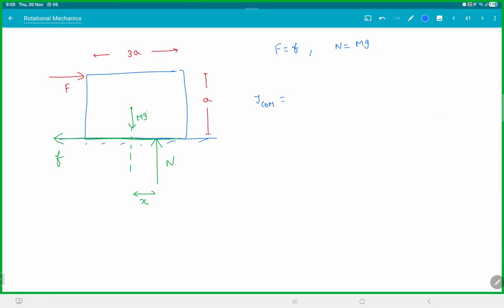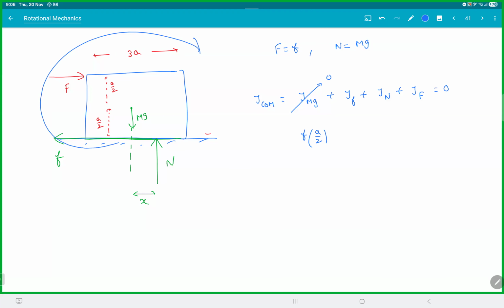So if you take torque about the center of mass, we'll have torque due to mg, torque due to friction, torque due to N, and torque due to F, and the sum must be 0. mg's torque is 0. Friction's torque will be friction into a by 2, this is the perpendicular distance. This is a by 2, this is also a by 2. Which way is the rotation? This way. F is pushing to the left, so that will rotate anti-clockwise, minus k cap. Capital F is also pushing that way. This will be N into x, plus k cap.